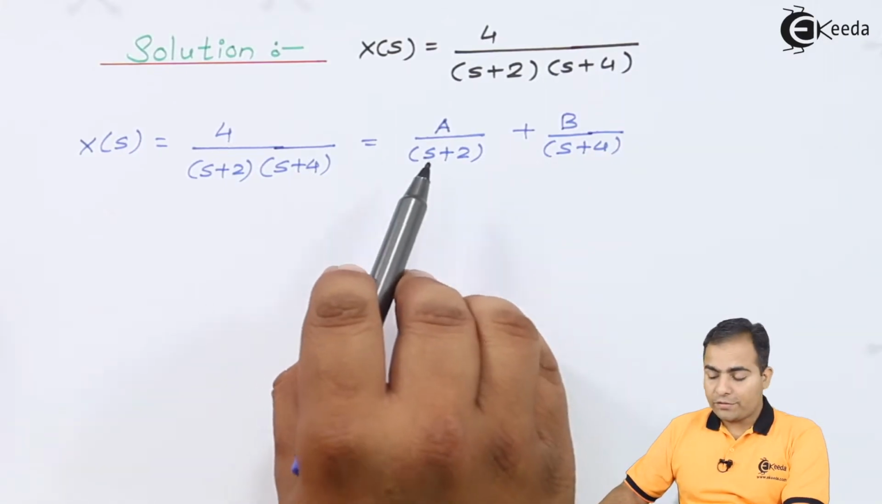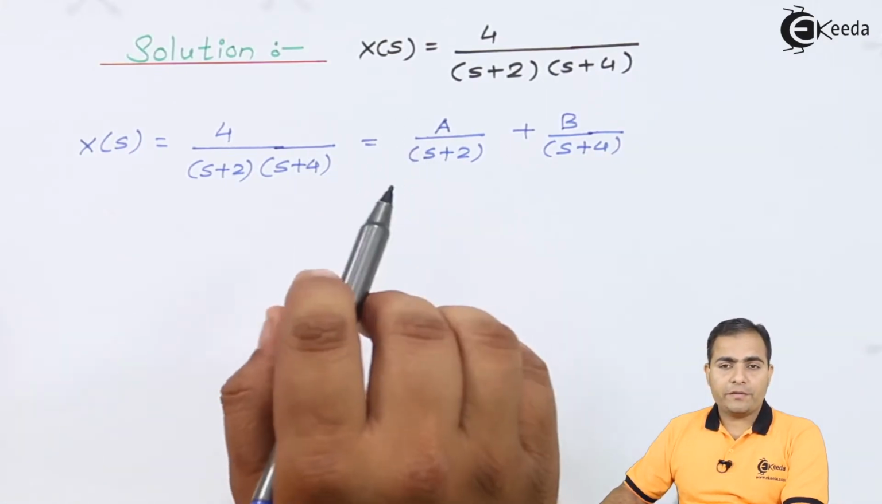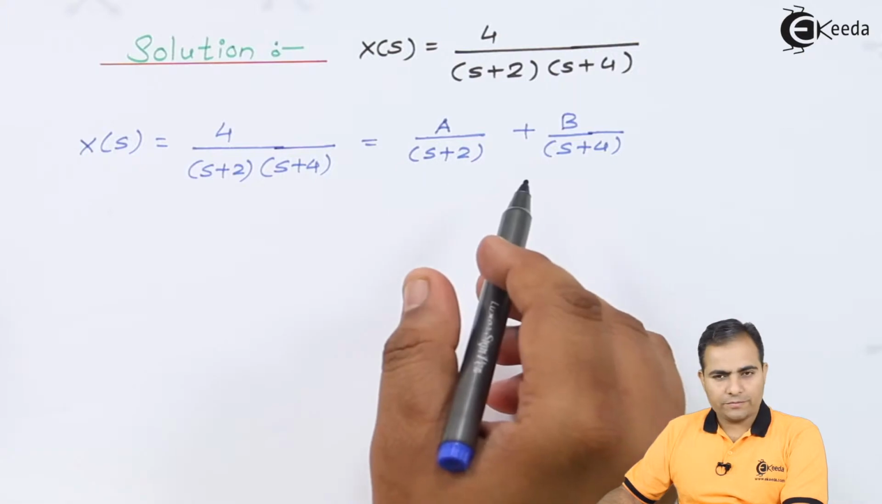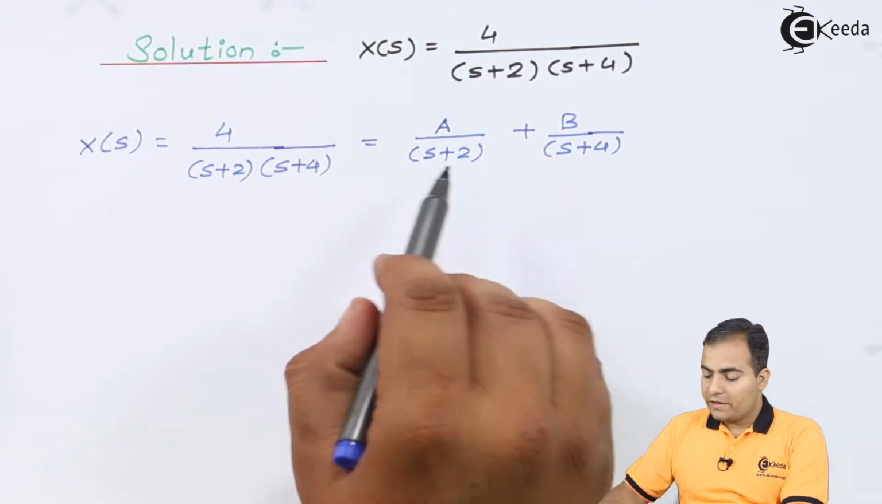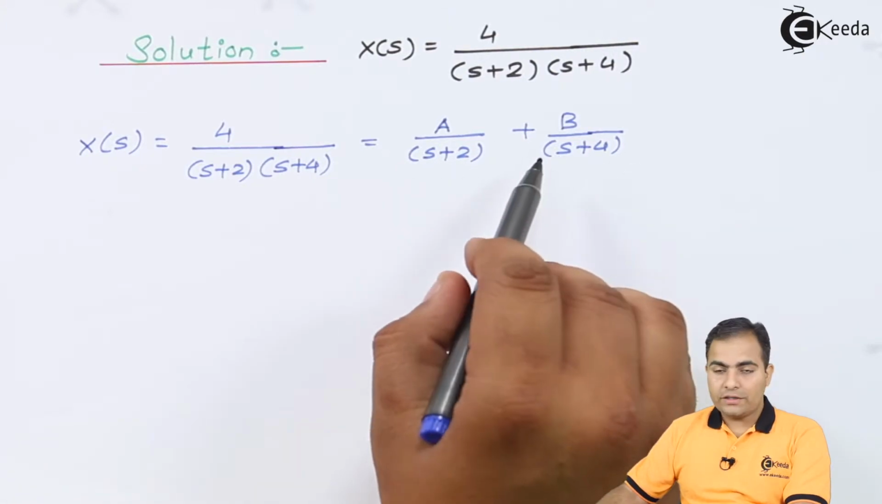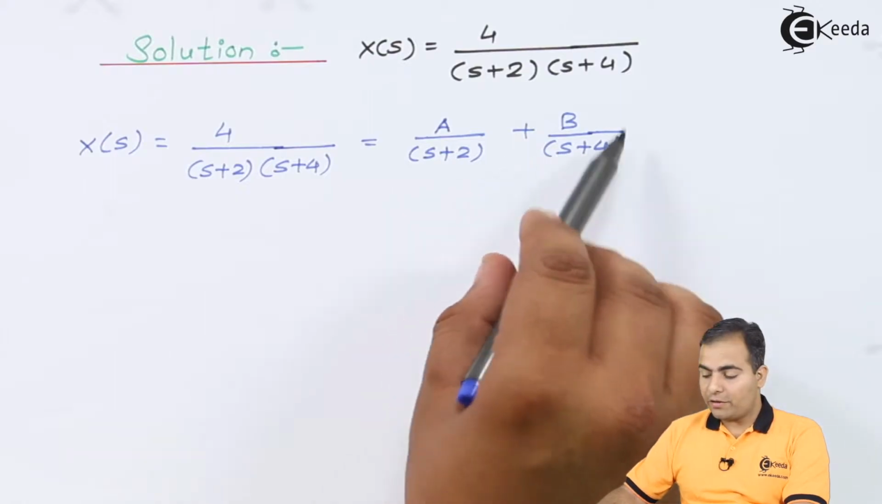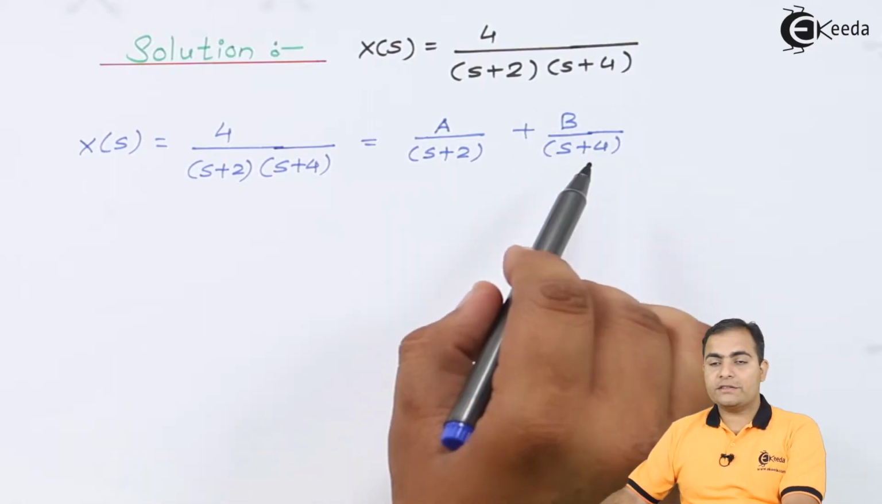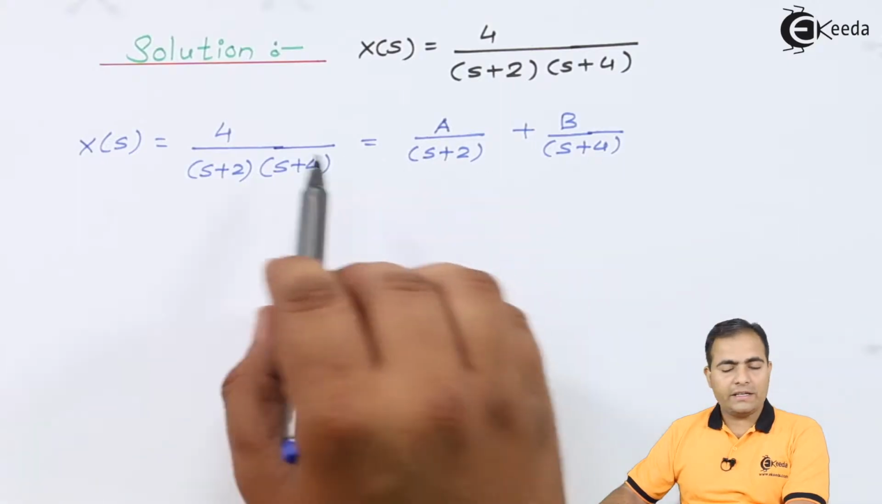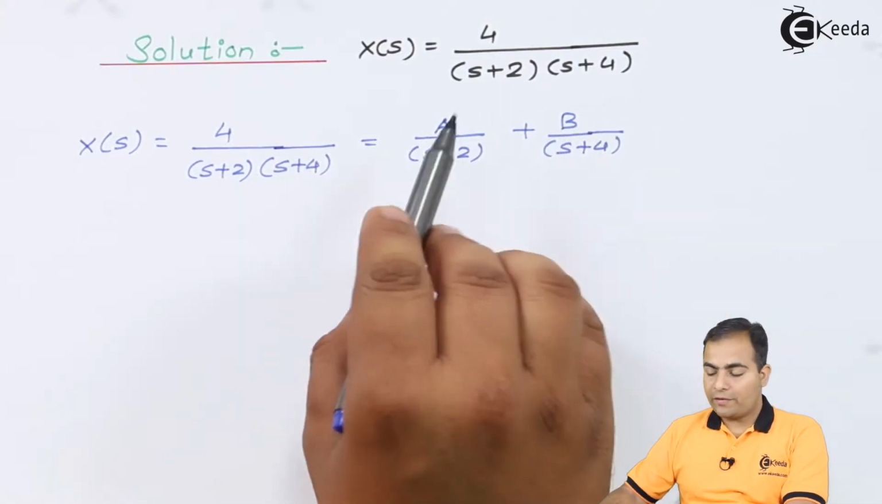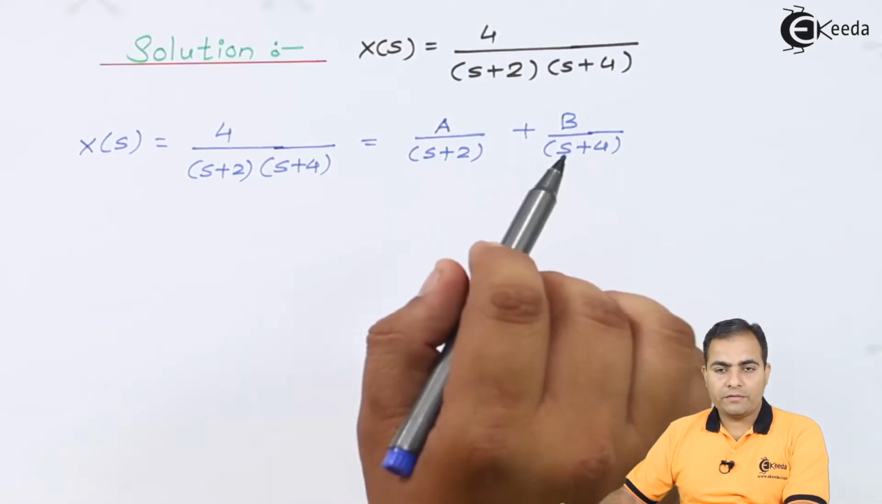It is not compulsory to write s plus 2 in the denominator of A. You can write s plus 4 also. Now we'll move on. Here we have simple poles, so it is not necessary to find the derivative of the B function, or to place s equals 0, to find the values of A and B.